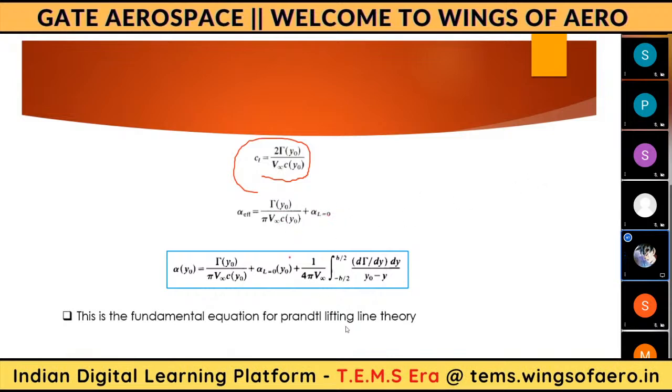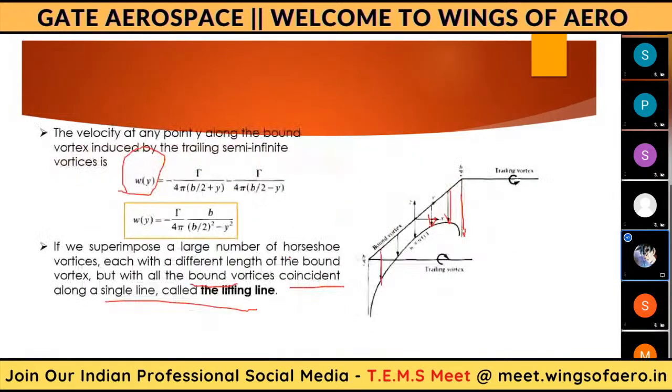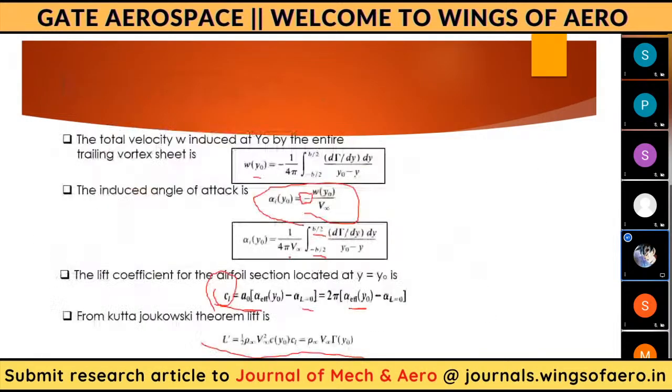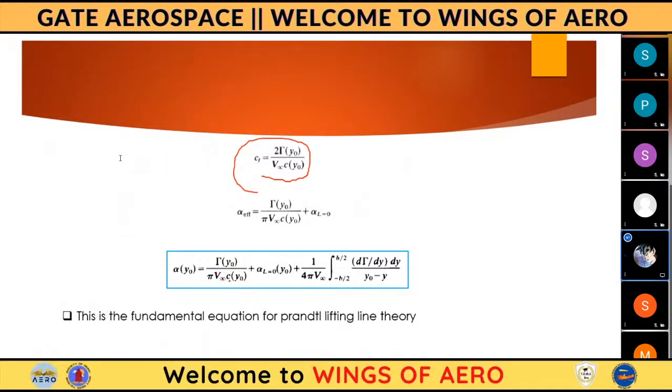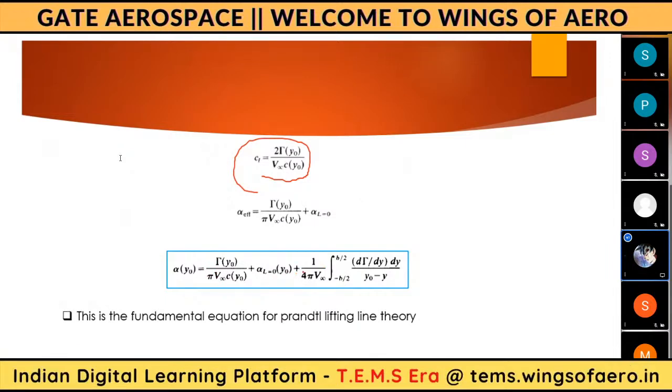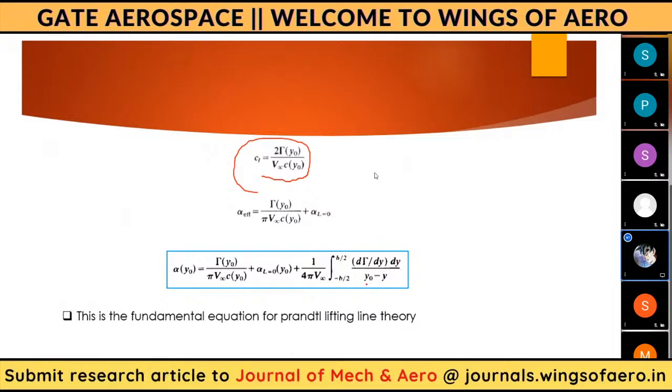Now I am substituting all those things. And finally we will get alpha of y naught equal to gamma of y naught divided by pi v infinity c of y naught plus alpha L equal to 0 of y naught plus 1 by 4 pi v infinity integral from minus b by 2 to b by 2 of d gamma by dy divided by y naught minus y. So this is the fundamental equation for Prandtl lifting line theory.